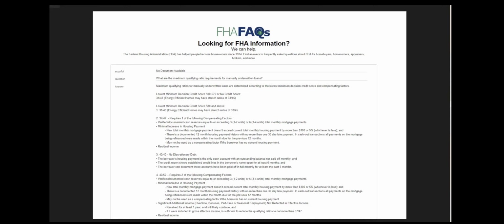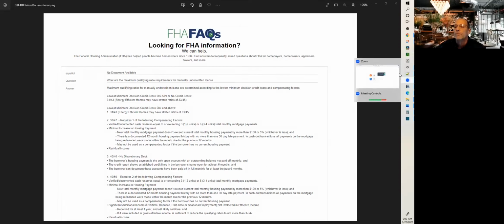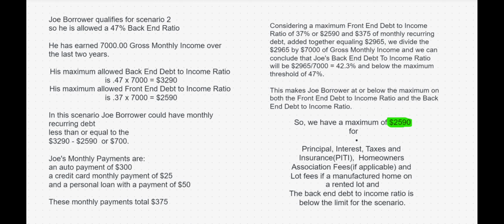Okay, the next thing we're going to do is we're going to go to the whiteboard. Now let's do the math. Joe borrower qualifies for scenario number 2. So he is allowed a 47% back-end debt to income ratio. He has earned $7,000 gross monthly income over the last 2 years. His maximum allowed back-end debt to income ratio is 47% or 0.47. We're going to multiply that times 7,000. That's going to come out to $3,290 a month.